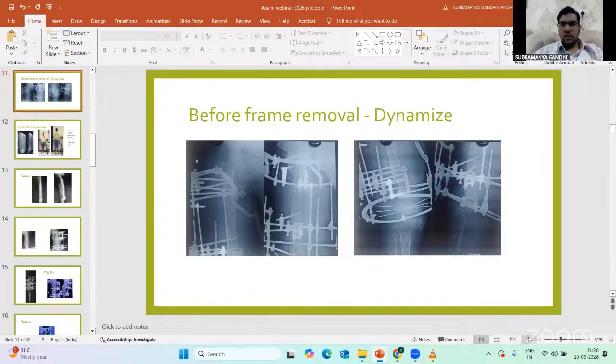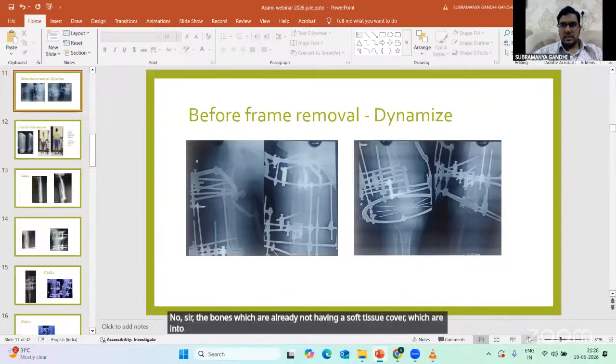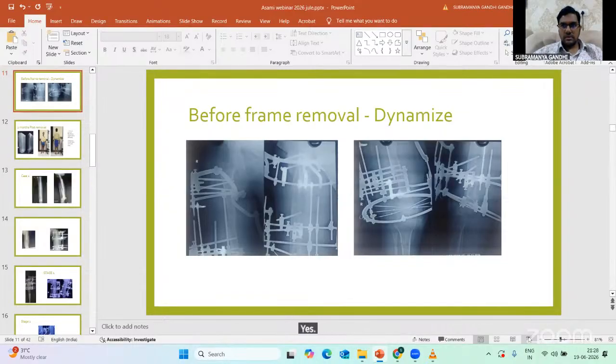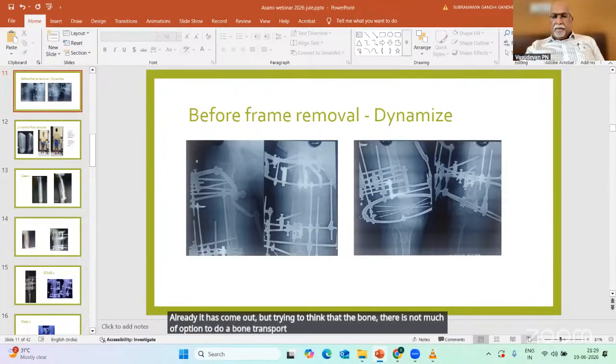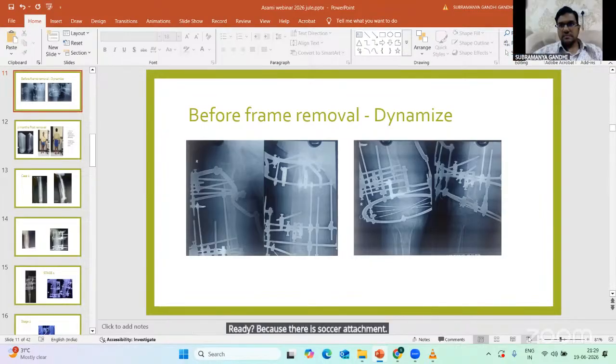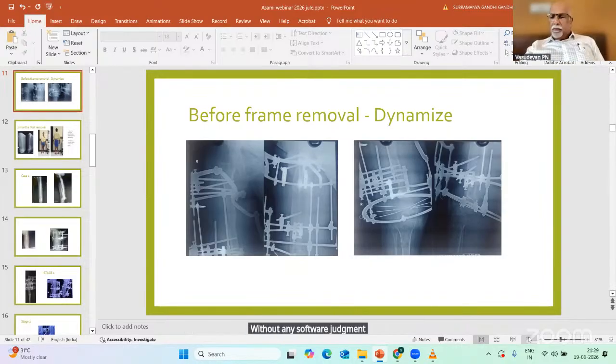No, sir, the bones which are already not having a soft tissue cover, which are in bits and pieces, trying to preserve them. Yes. Already it has come out, but trying to think that there is not much of an option. Maybe to do bone transport without any soft tissue attachment. Sorry, sir. Without any soft tissue attachment, it has to be removed.